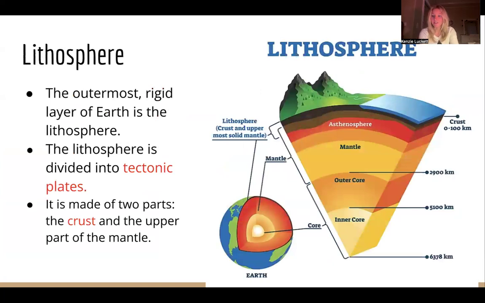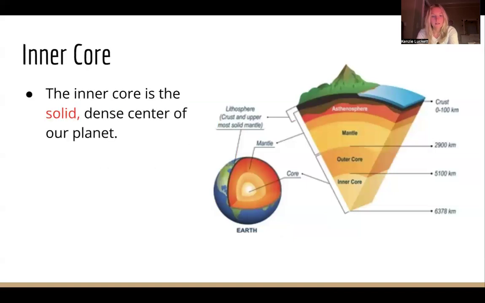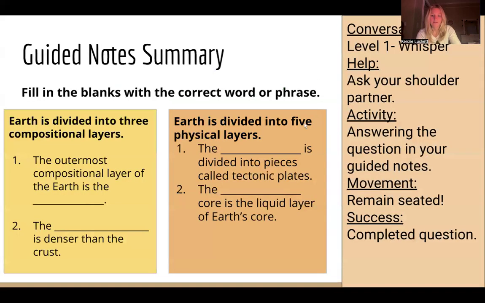All right, so your answer for this should have been lithosphere. This is our upper part of the crust, or sorry, the whole crust and then the upper part of the mantle. That's our lithosphere. And the most important thing about the lithosphere is that it is divided into tectonic plates. And we'll talk more about those tectonic plates in our lesson next week. So that was your answer for number one, the lithosphere.